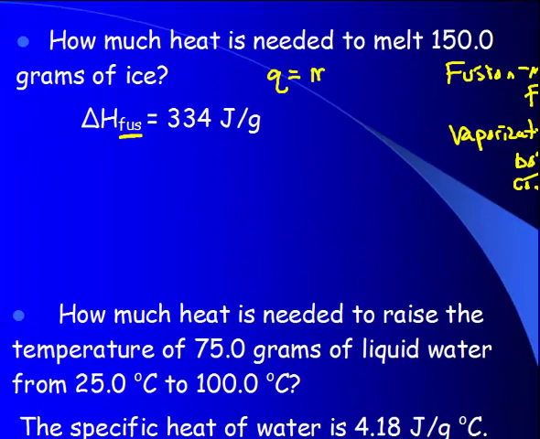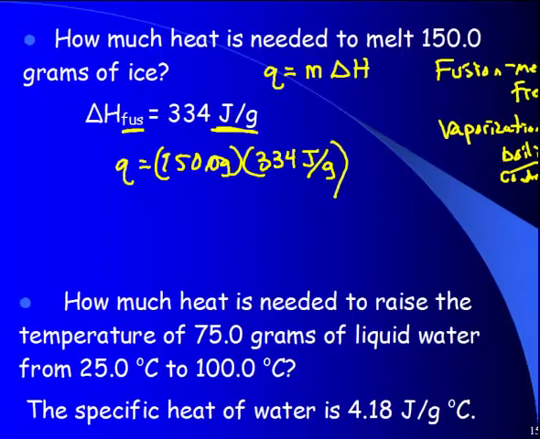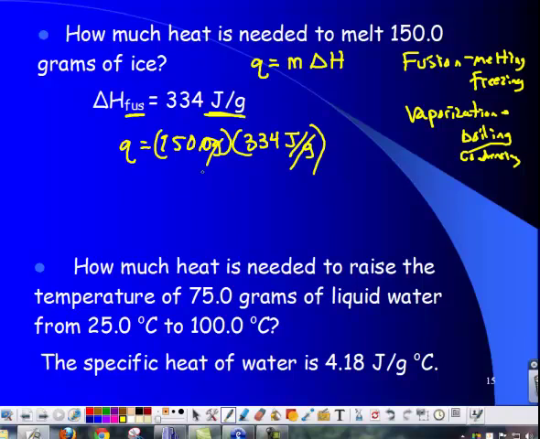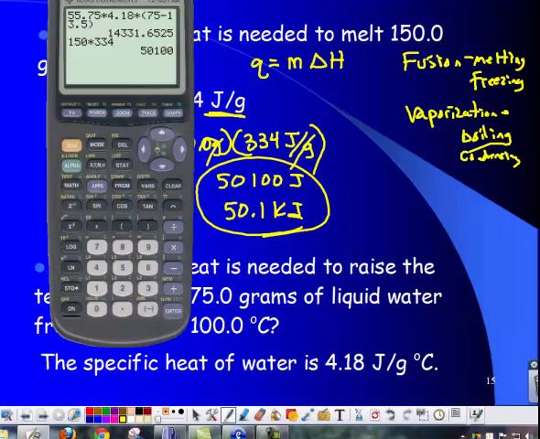All right, so how much heat is needed to melt? So now we're changing phase. Q is equal to M delta H. The delta H this time is given in grams as the bottom number, so we don't have to worry about converting. Q is equal to the mass, 150.0 grams, times 334 joules per gram. Grams cancel, 150 times 334, and we get 50,100 joules, or 50.1 kilojoules. Again, greater than 1,000, change it to kilojoules.